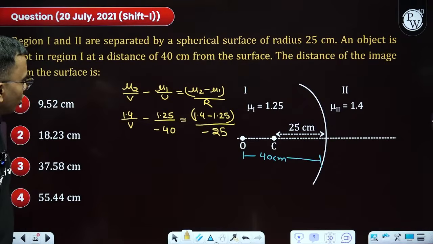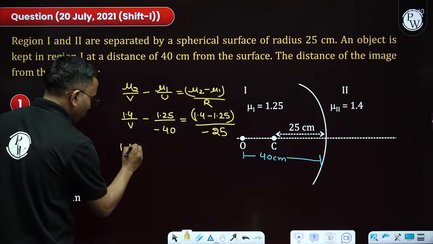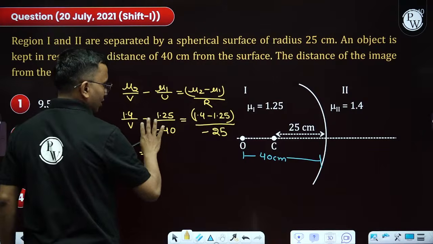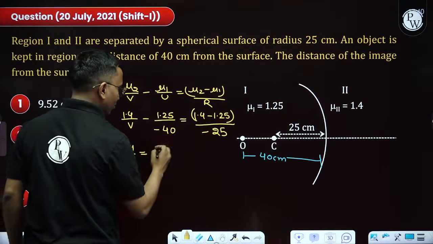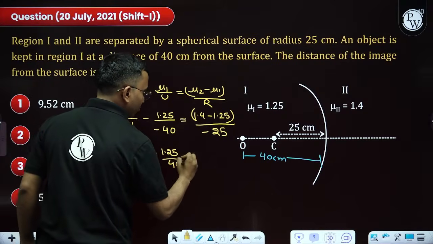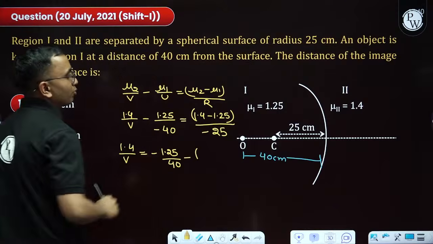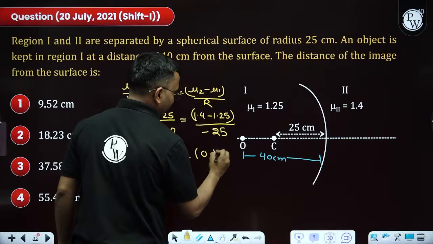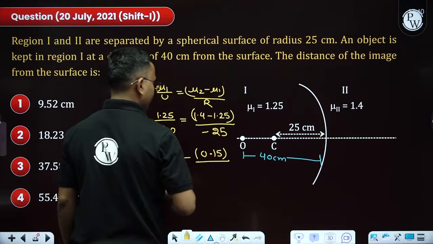Now, only calculations are there from this part. So I can say this is 1.4 divided by V is equal to what it is now. It is plus, on the right it will become minus. So minus 1.25 divided by 40 minus what it is now here. 1.4 minus 1.25 is 0.15 divided by 25.